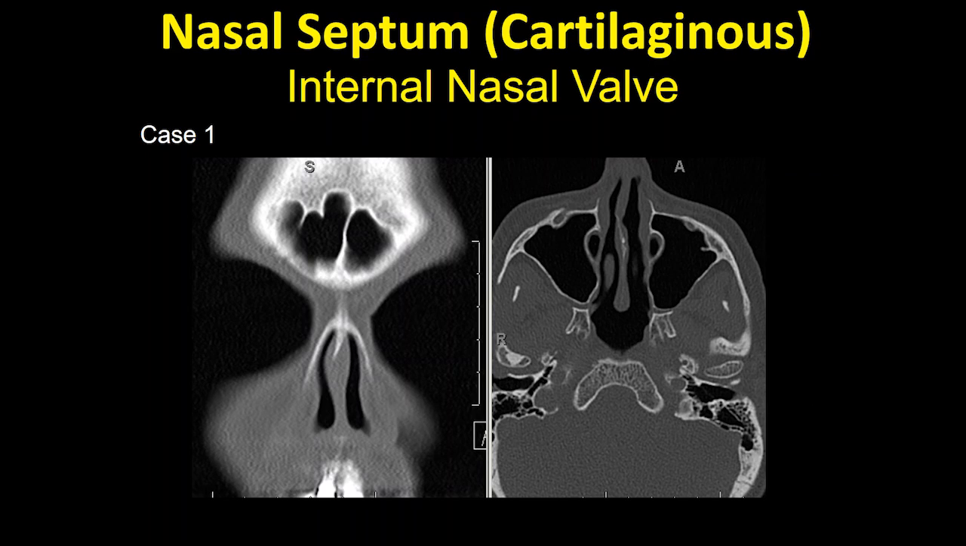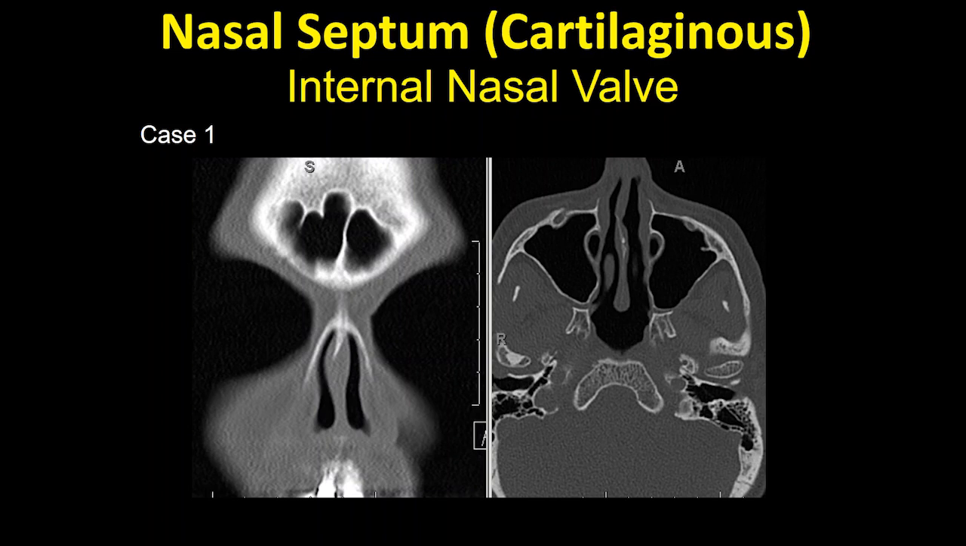When we consider the nasal septum, it is important that we distinguish the cartilaginous nasal septum from the bony nasal septum. And why is that so? The cartilaginous nasal septum defines the internal nasal valve. It is that particular region that is demarcated medially by the cartilaginous nasal septum and laterally by the alar cartilages at a level just anterior to the inferior turbinates.